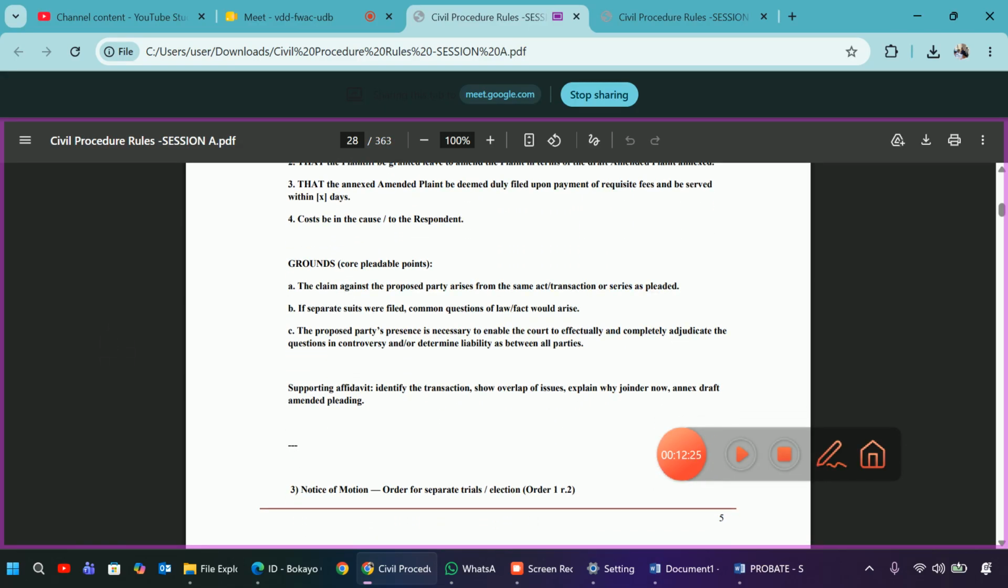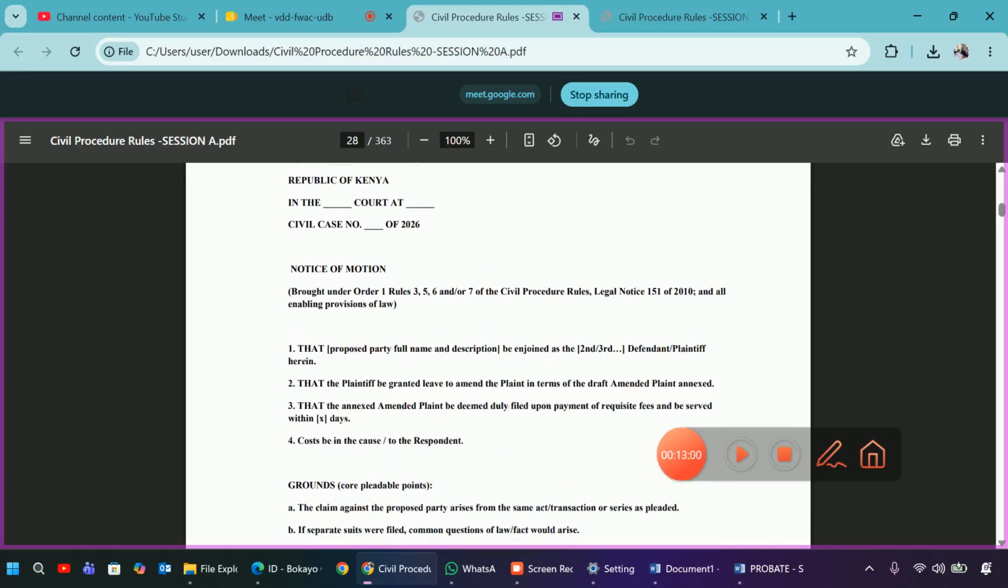Grounds. The key grounds that the examiner will look at is the claim against the proposed party arises from the same act or transaction or series as pleaded. Then B, if separate suits were filed, common questions of law or facts will still arise. Then C, the proposed party's presence is necessary to enable the court to effectually and completely adjudicate the questions in controversy and or determine liability as between all the parties. Supporting affidavit will be used where you identify the transaction, show overlaps, and in essence you are reiterating what you had done in a notice of motion.